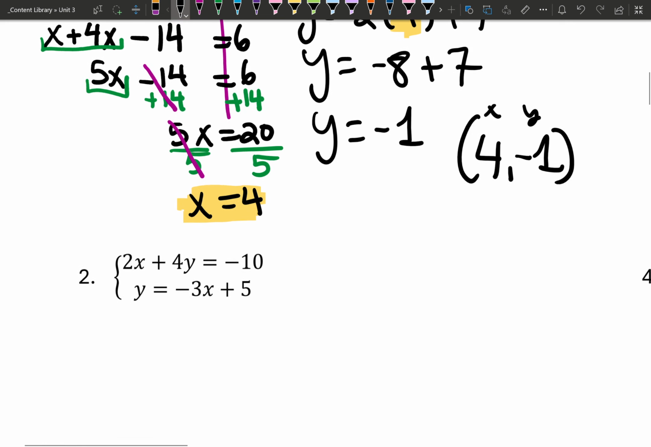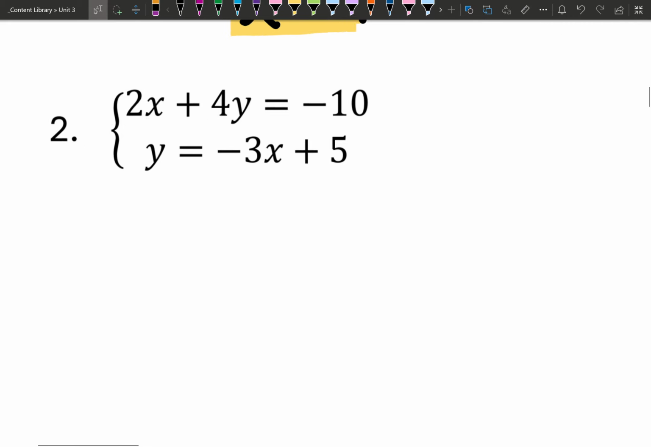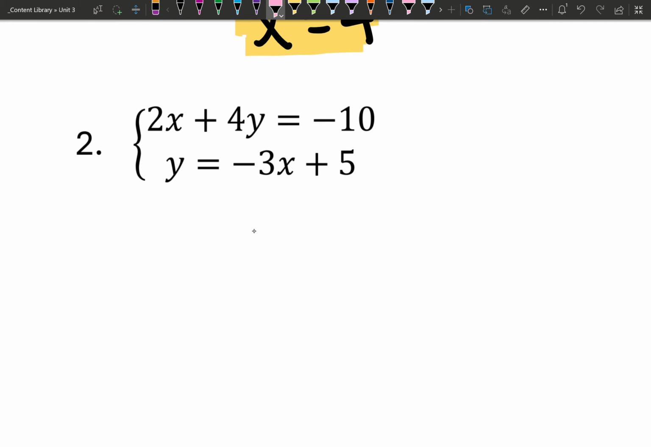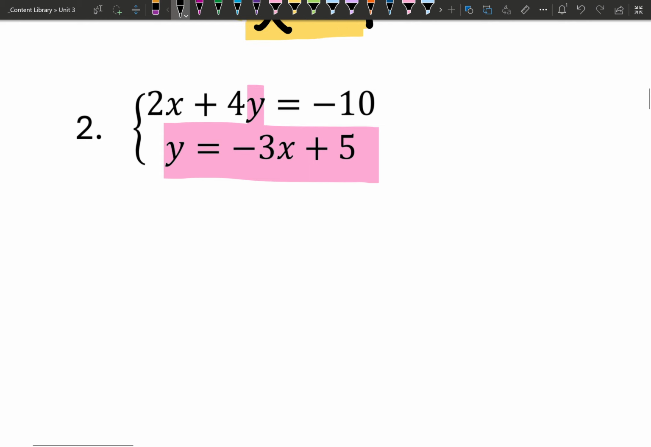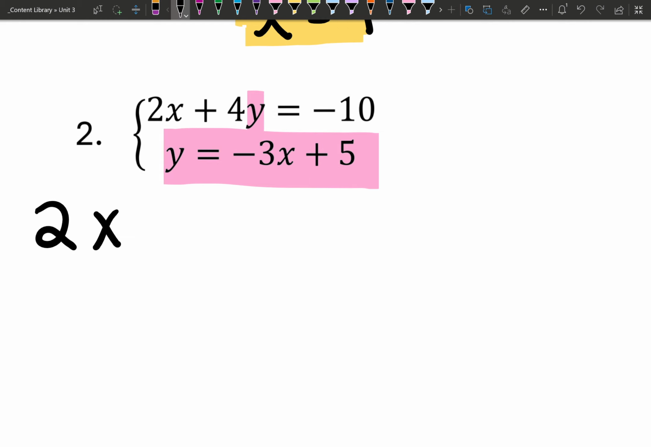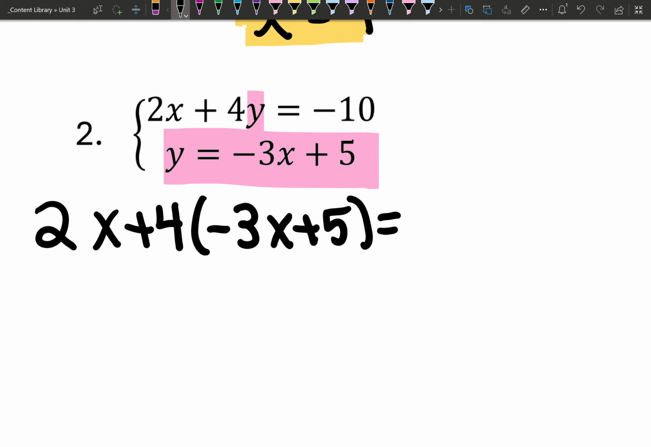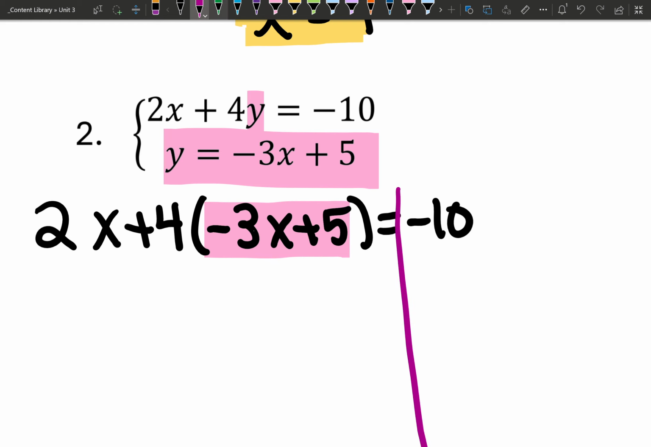Alright, let's give another substitution problem a shot. We have another y equals, so we're going to take that y equals and replace it into the y of the first equation. So we have 2x plus 4, parenthesis, negative 3x plus 5 equals negative 10. I took what y equaled and I replaced it next to the 4. Let's continue this problem by distributing that 4 first.